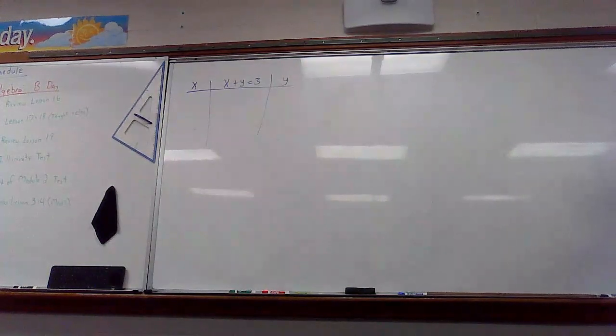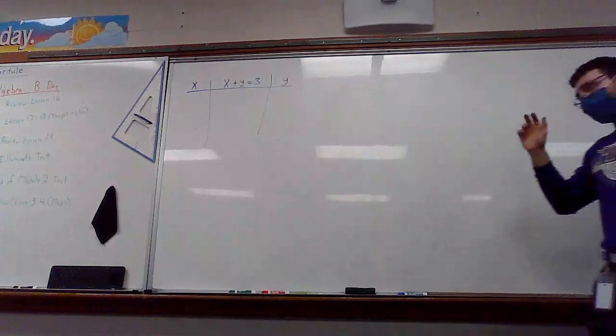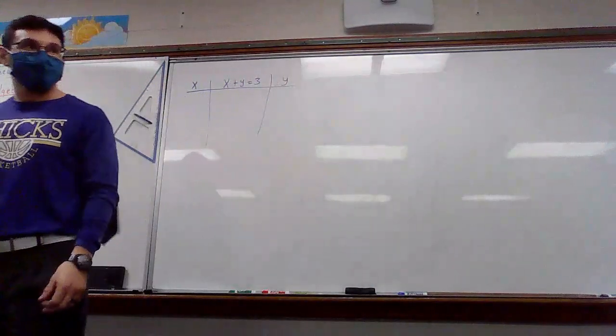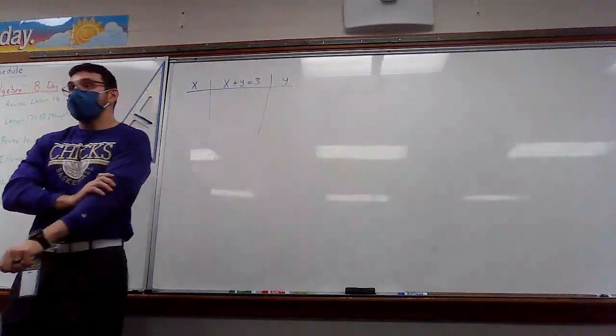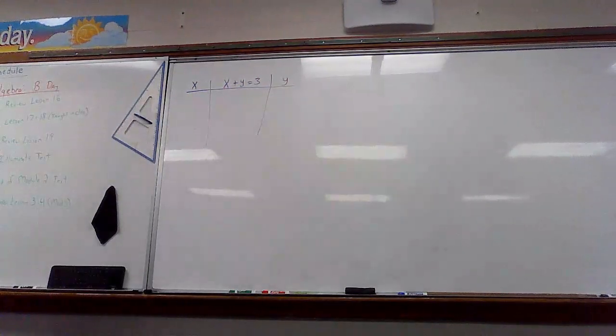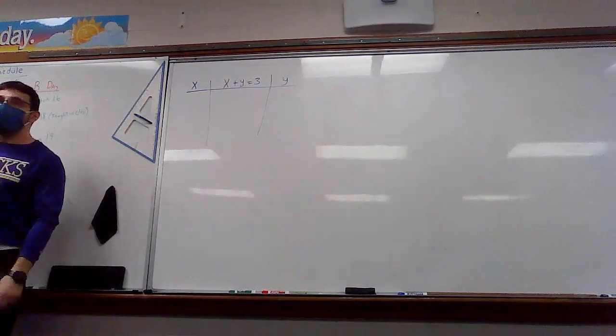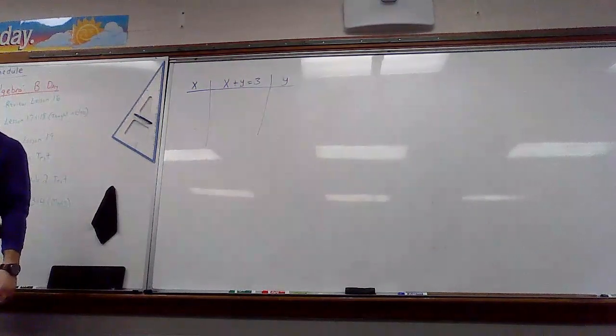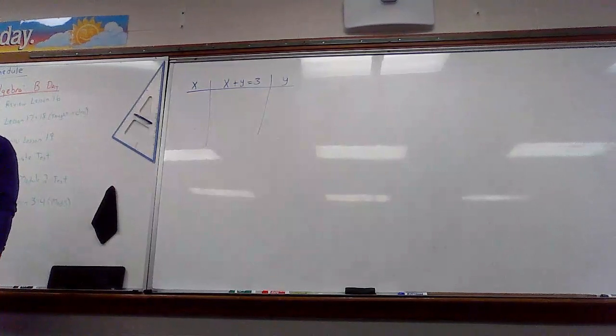Okay? Look at the word linear. What word is embedded in the word linear? Line. When we graph a linear equation, it will be a straight line. If you've got some zigzag going on, guess what? You done screwed up. Okay?